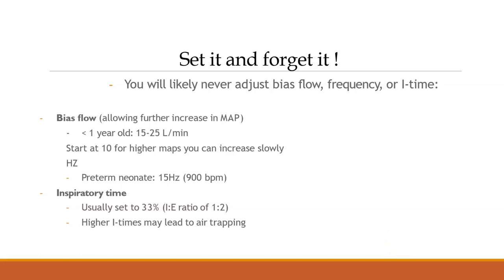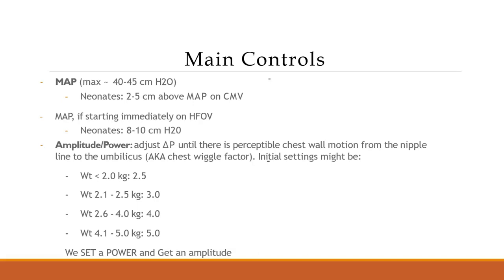So even though there's a lot of knobs on there, and we'll talk about alarms in person when we're doing the labs, it's not that much. The bias flow is a set it and forget it. The hertz is a set it and forget it. And the I time is a set it and forget it. It's really only the MAP that you set based on your previous conventional ventilation and or based on gestational age. And then, of course, your power, again, based on that chart on this one.